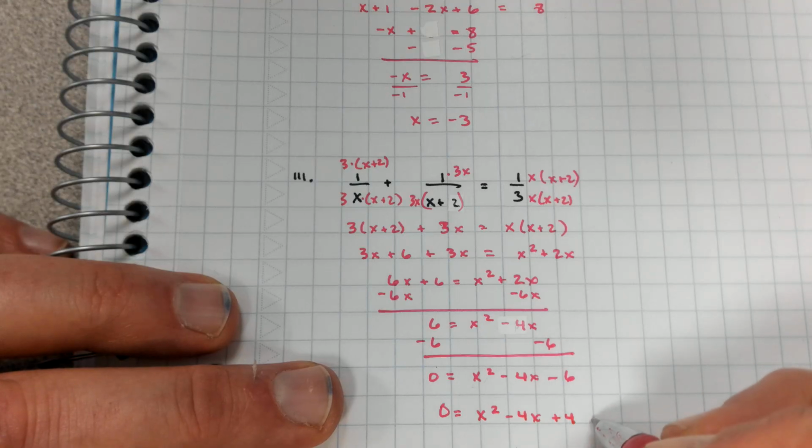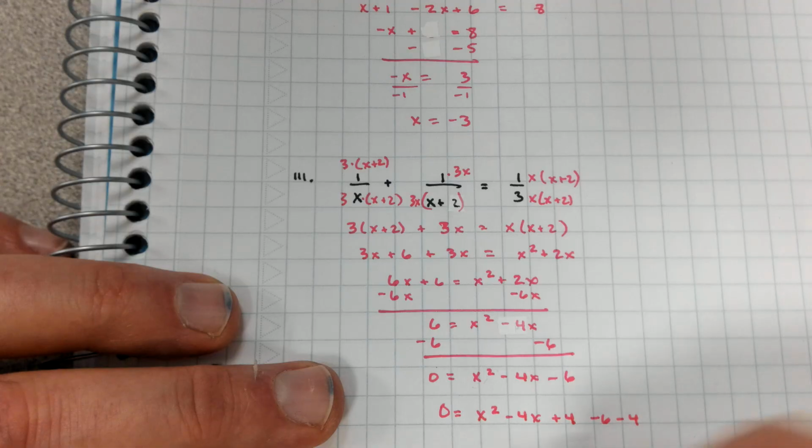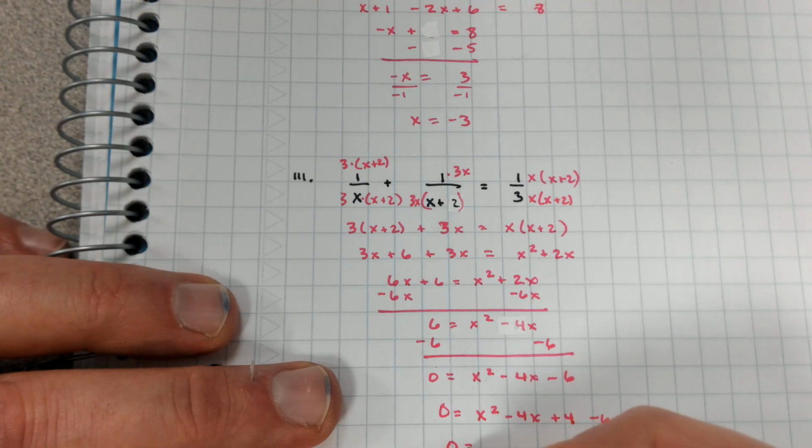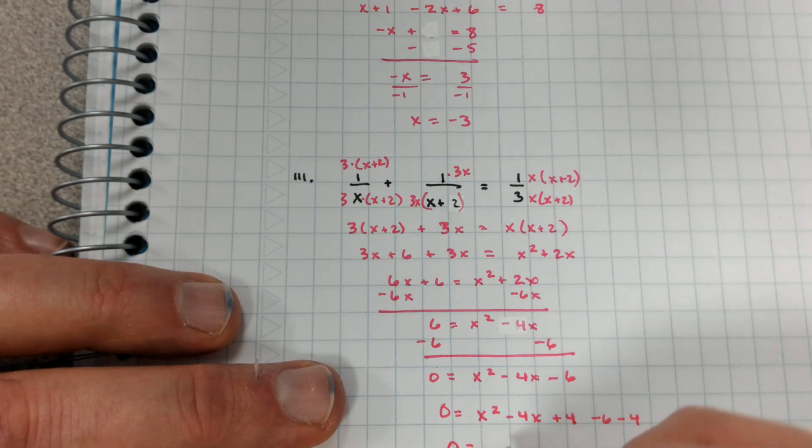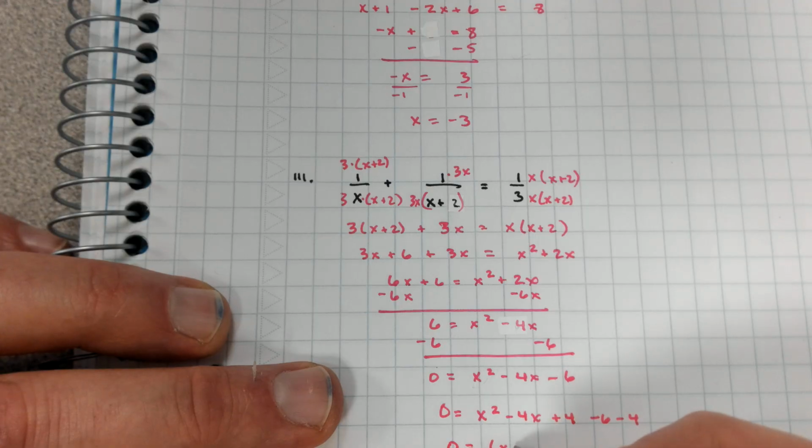So I can't just add 4, right? I need to subtract that 4 as well. So I added 4, subtracted 4, so now I have something that's factorable. And then I have a deficit here, so subtract 10. So this is going to give me x minus 2 squared minus 10.